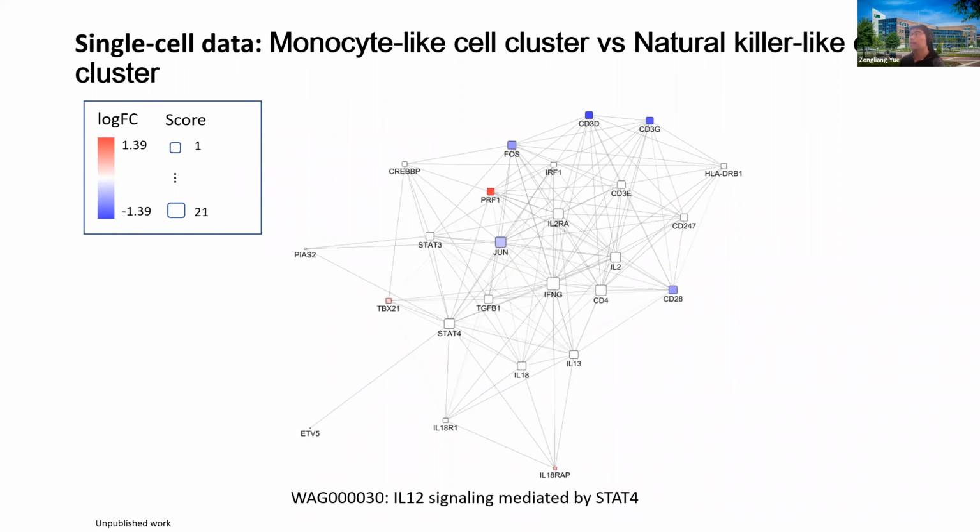And with the trajectory, we can also compare one subcluster to another subcluster and see what the significant reported events are there. So for example, I just bring up this IL12 signaling mediated by STAT4, highly significantly enriched in this comparison, and see what genes drive it, like upregulated or downregulated in this network.